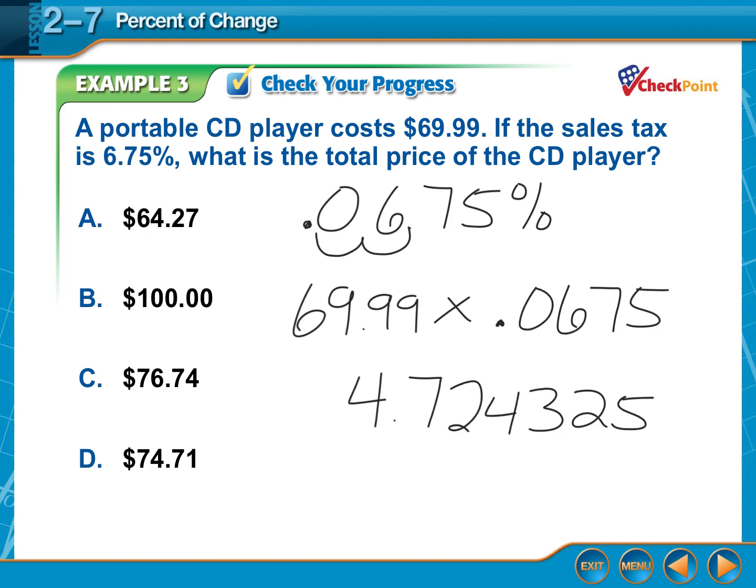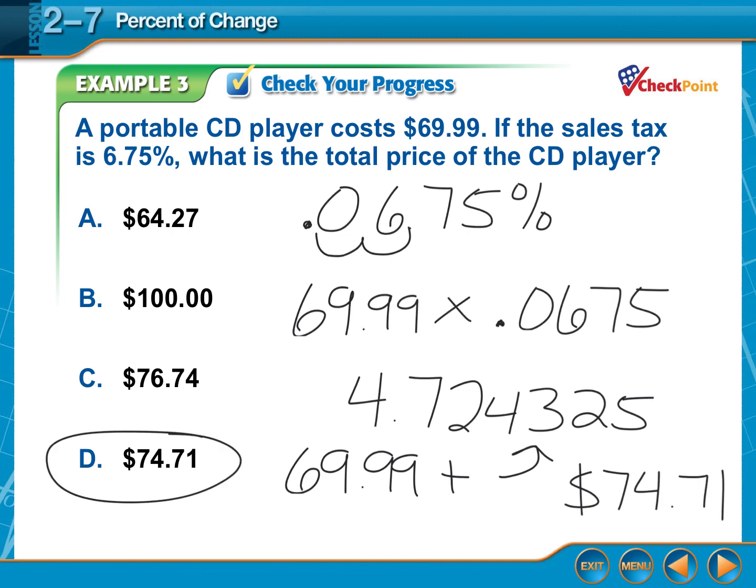4.724325. I want you to keep that number in your calculator. Okay, with that number, what is our last step to find the total price? Add it to the original price. We have 69.99 plus this number here. So all you got to do in your calculator is put plus 69.99. What do you get? $74.71. Yep, now you have to round it to the nearest hundredth spot.